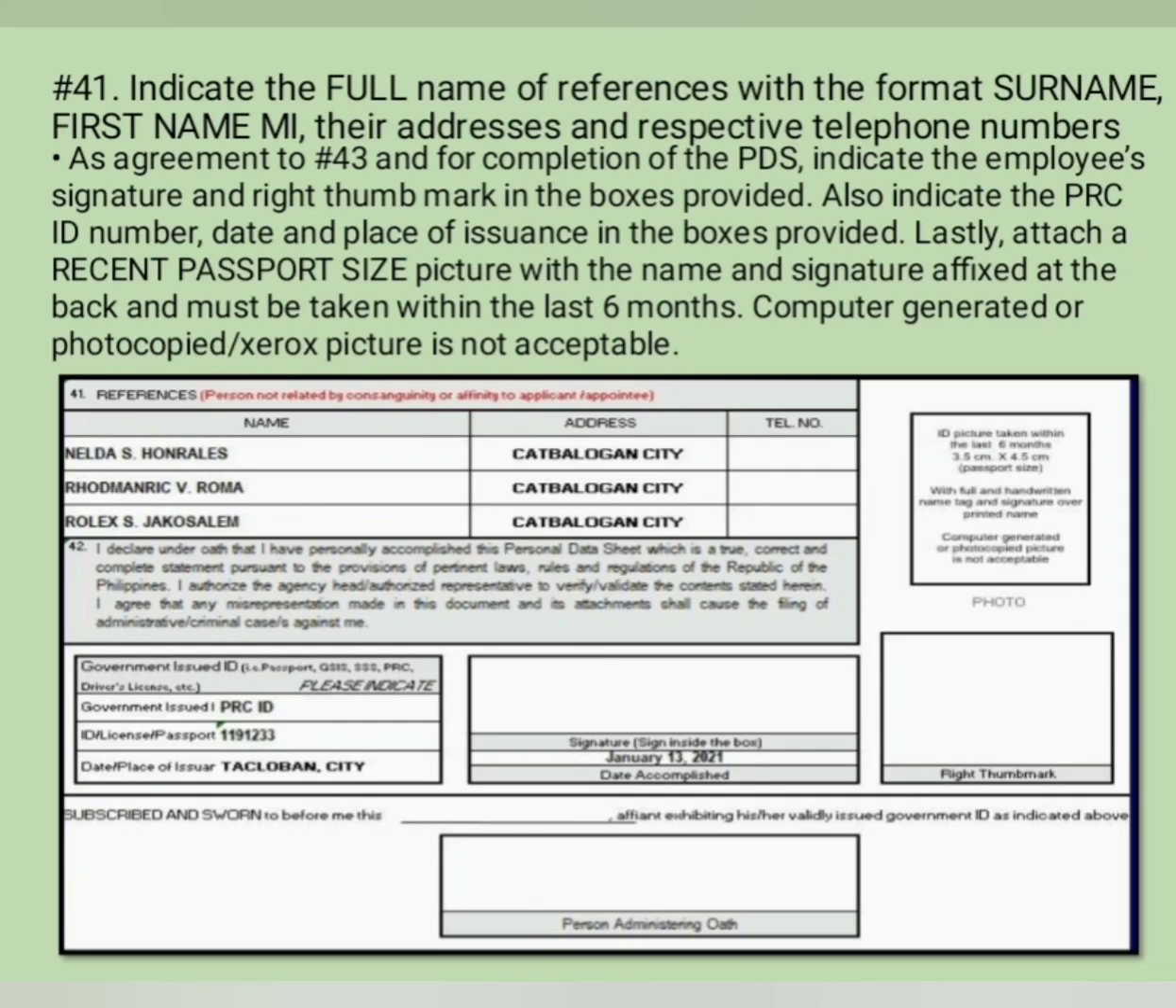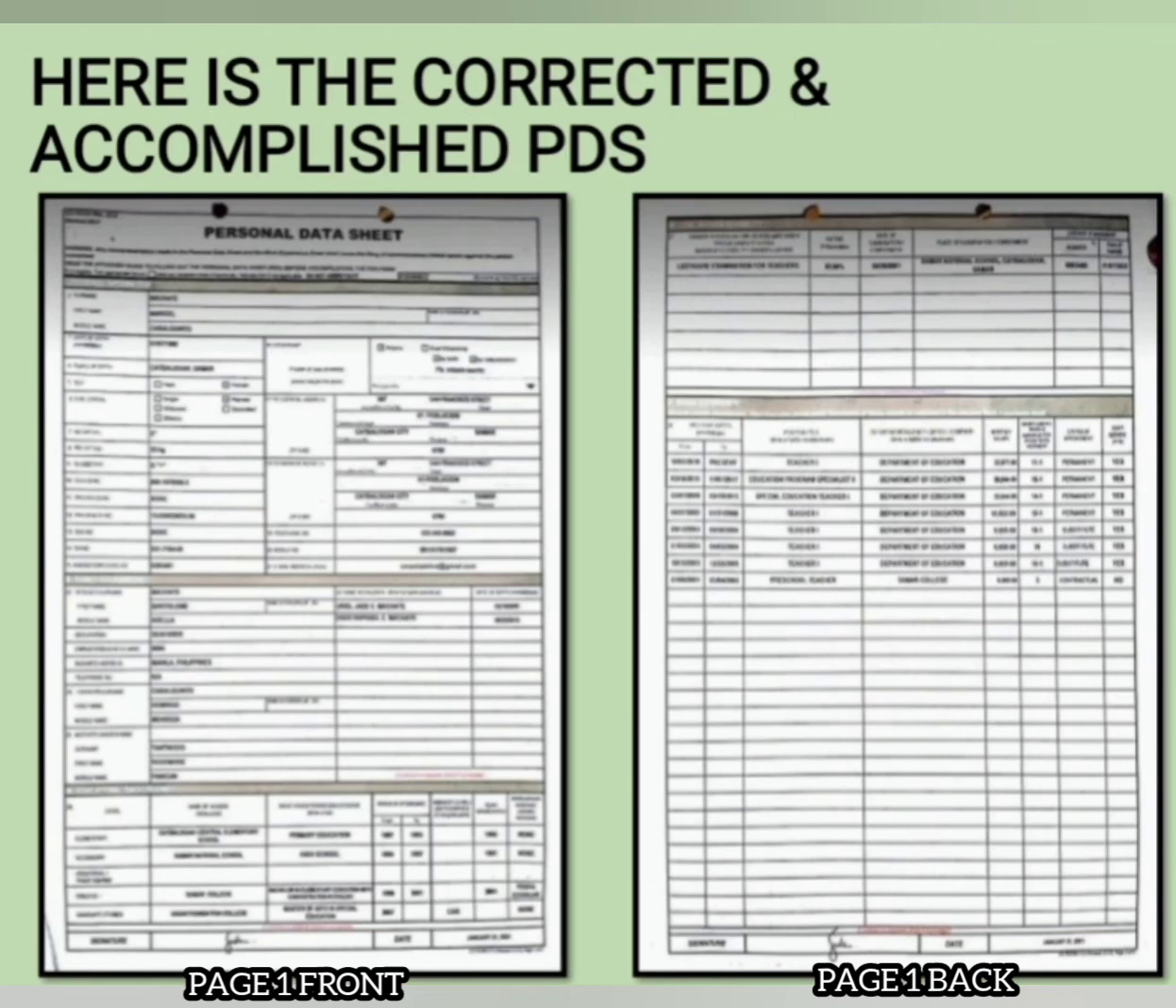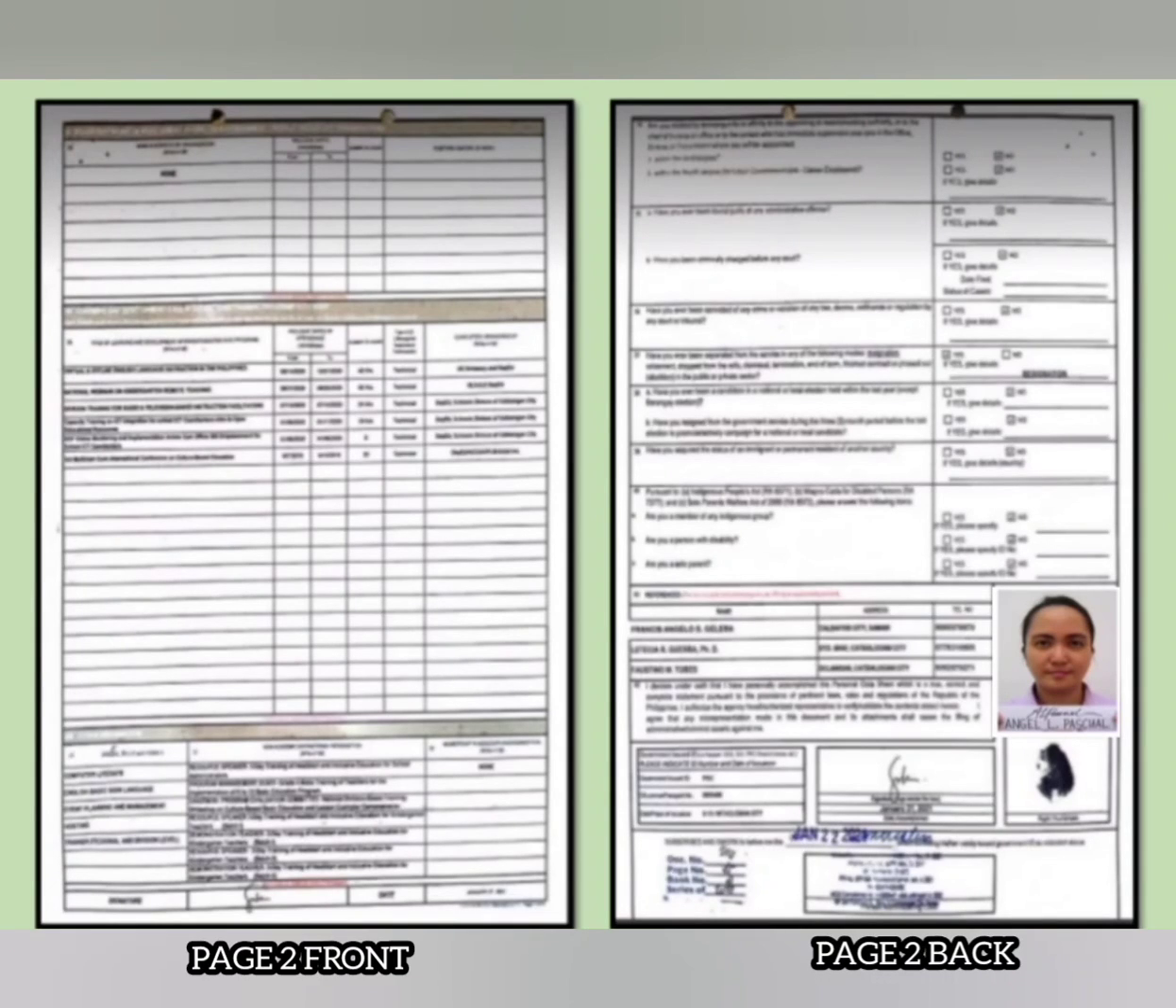Lastly, attach a recent passport-size picture with the name and signature affixed at the back and must be taken within the last 6 months. Computer-generated or photocopied or Xerox picture is not acceptable. After printing it in 8 by 13 size of paper, have it notarized. So this is now the corrected and accomplished PDS or the Personal Data Sheet Revised 2017.